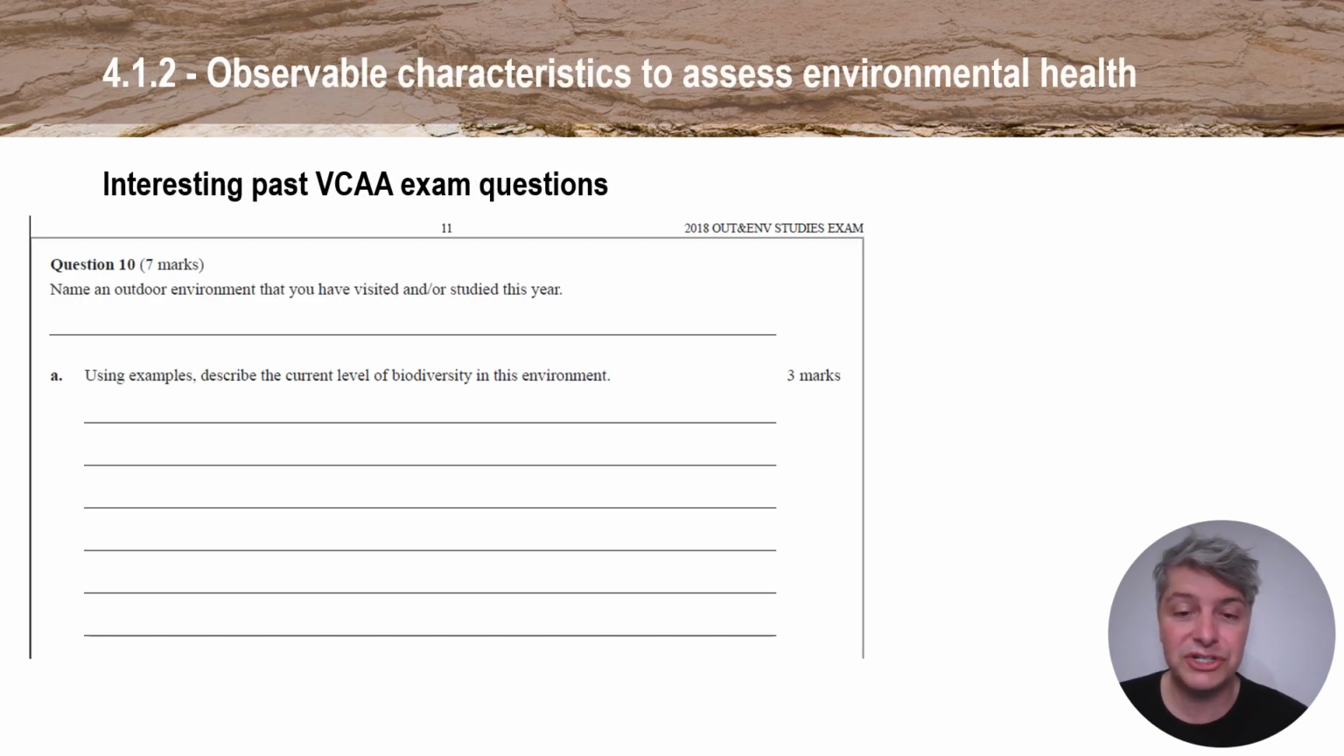All right, interesting past questions. You can see one from back in 2018 here. Using examples, describe the current level of biodiversity in this outdoor environment. So there you go, writing about biodiversity. For this one, it doesn't explicitly say species or ecosystem. So if you got a question like this on this year's exam, you could write about both, essentially, species and ecosystem biodiversity. But my tip, or my guess, is that if a question like this was to be on this year's exam, it would ask you specifically about one type of biodiversity.